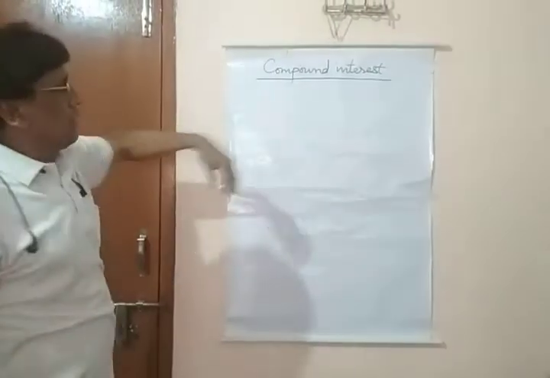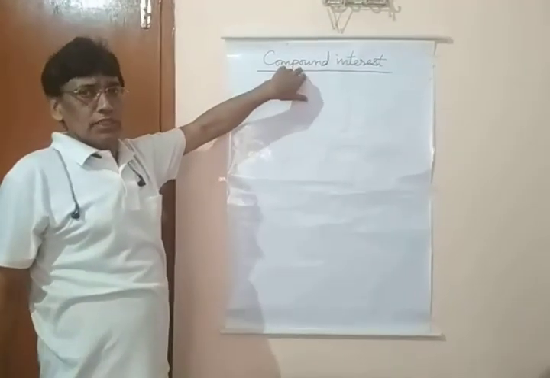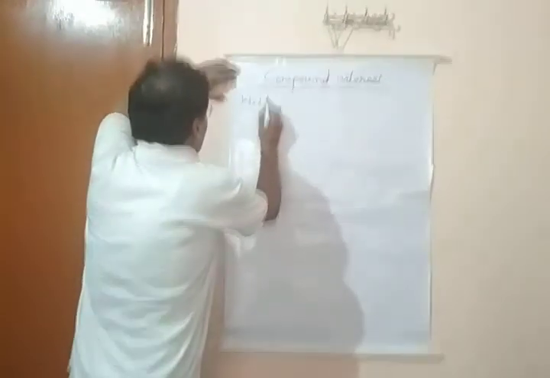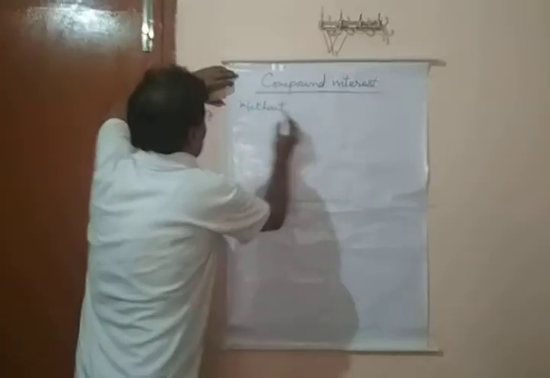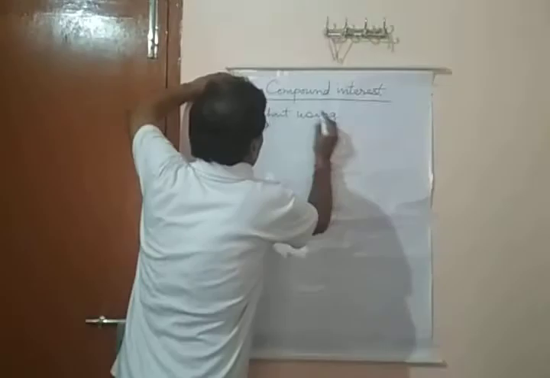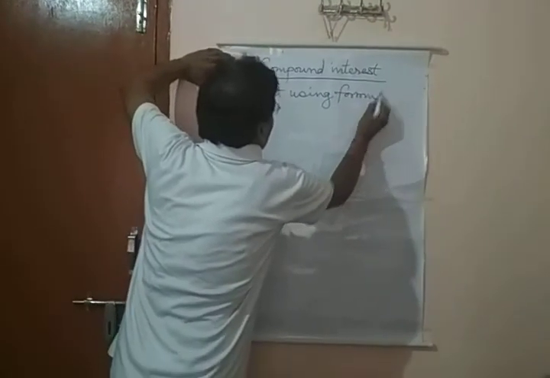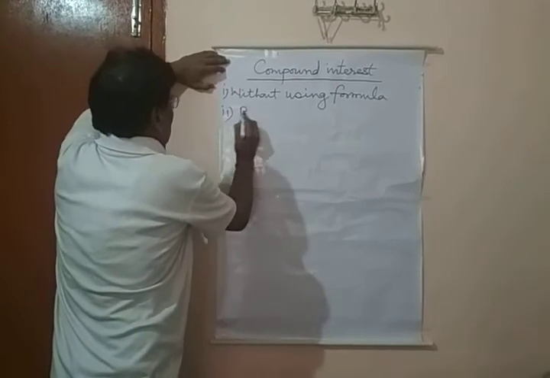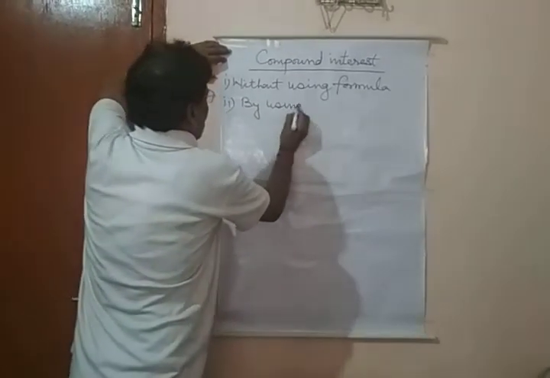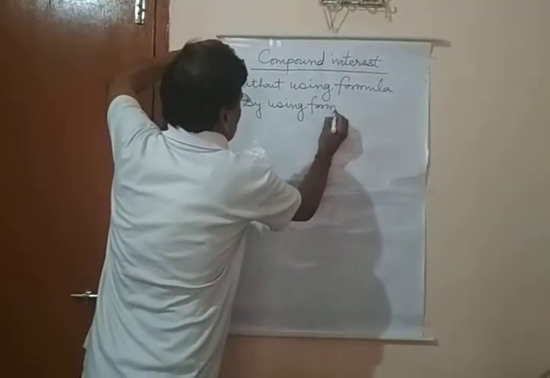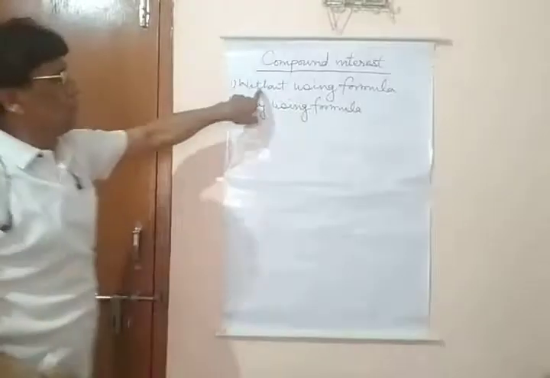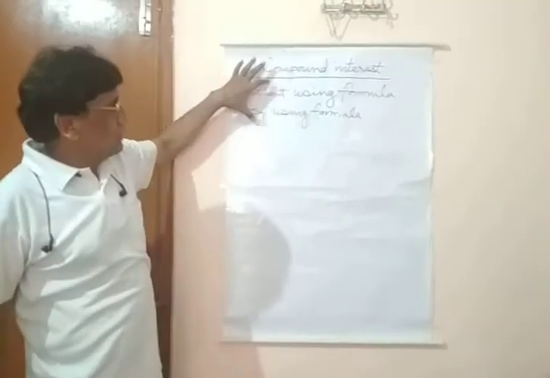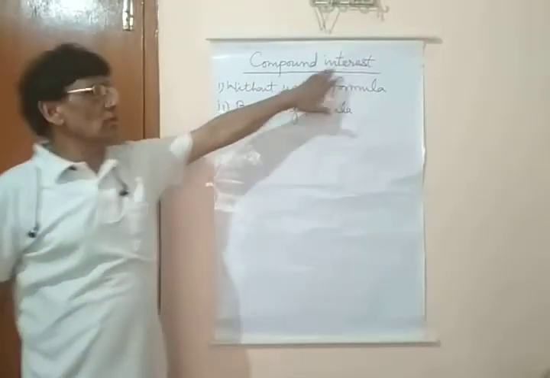You see, there are two ways to find out compound interest. One is without using formula, and the second method is by using formula. So there are two methods to find out compound interest.